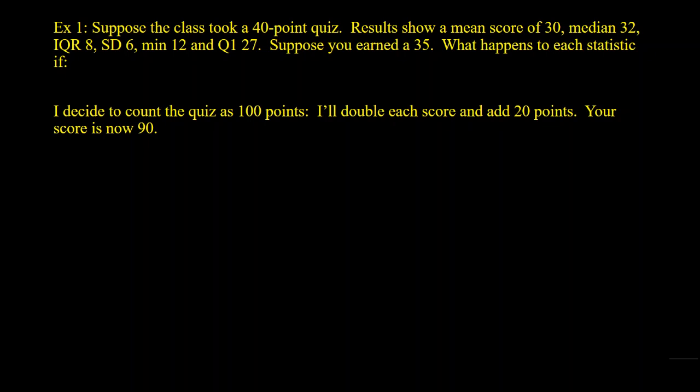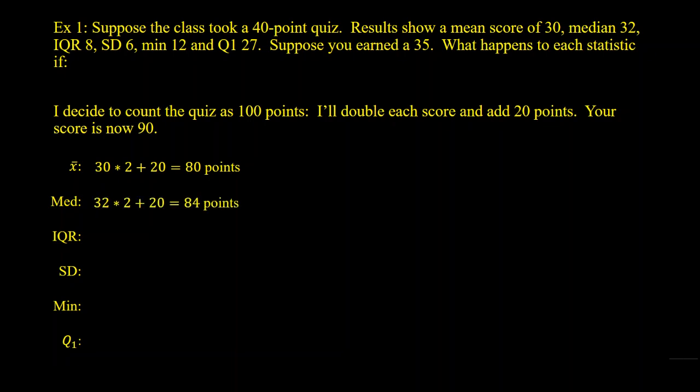I'm going to multiply all the values, but I'm only going to add that 20 points to the measures of position. Again, we're going to find the mean, median, IQR, standard deviation, minimum, and Q1. For the mean, we'll do 30 times 2 plus 20, which equals 80 points. For the median, we'll do 32 times 2 plus 20, 84 points.